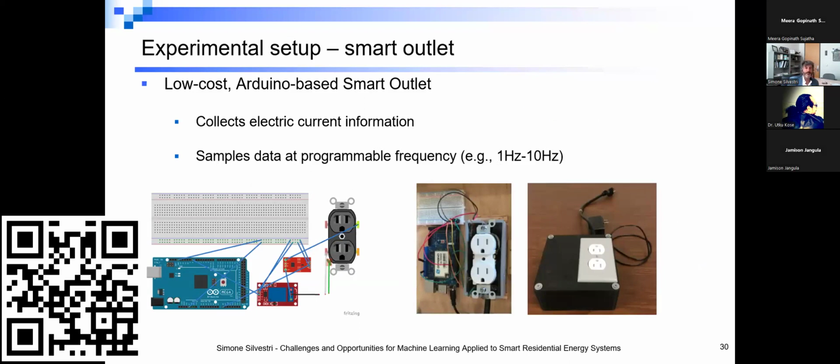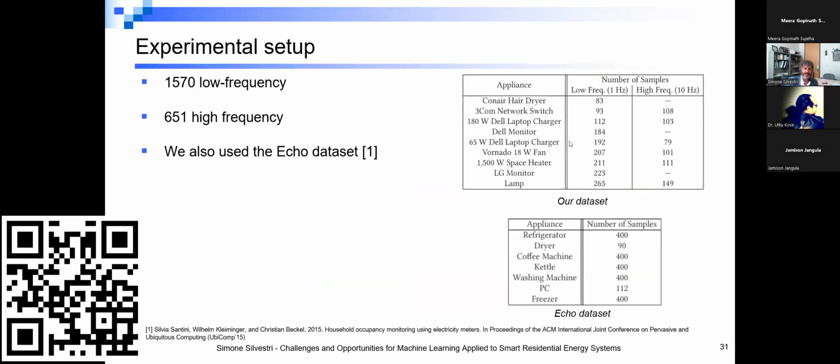So in order to test this approach, we developed an Arduino-based smart outlet. You can see it in this picture here. It can sample the current at different frequencies. And we have developed our own dataset in which we have considered several appliances such as a hairdryer, network switch, laptop, monitor, another charger, a fan, etc., at different frequencies.